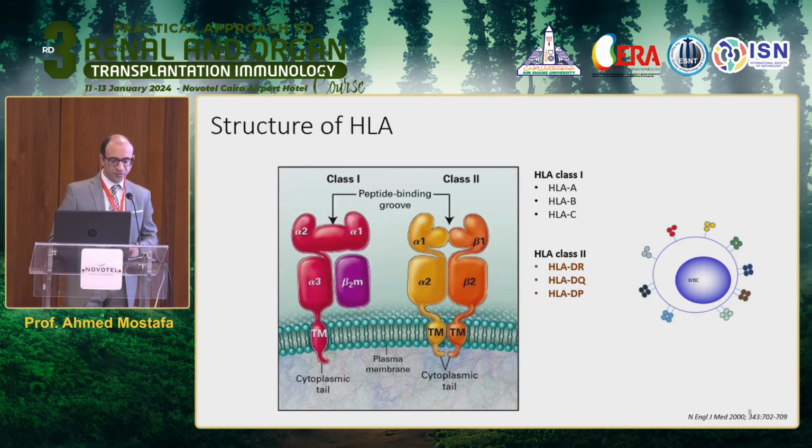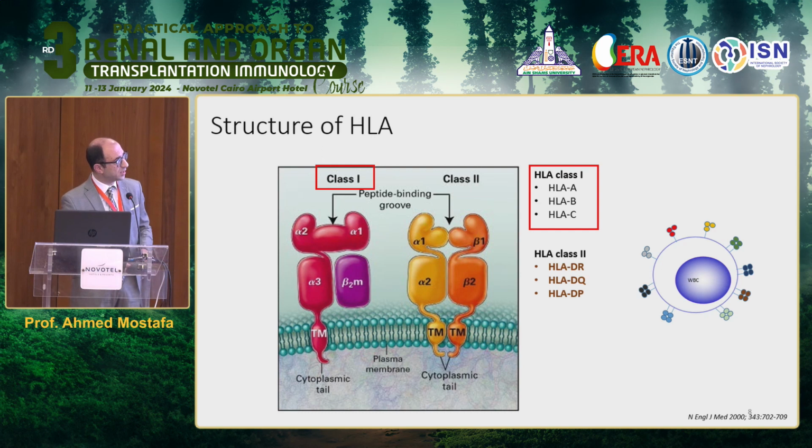So the structure of HLA has two major classes. We have class 1, which is formed of a long alpha polypeptide chain and the beta-2 microglobulin. If we did typing for the beta-2 microglobulin for all of us, it would be the same. But the alpha chain is one of the most polymorphic regions, and there are almost 20,000 HLA class 1 alleles. The most common class 1 that we test for are HLA-A, HLA-B, and HLA-C.